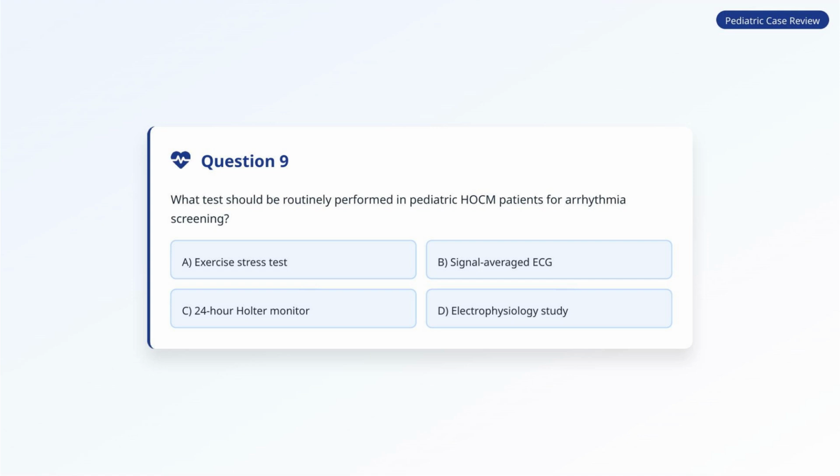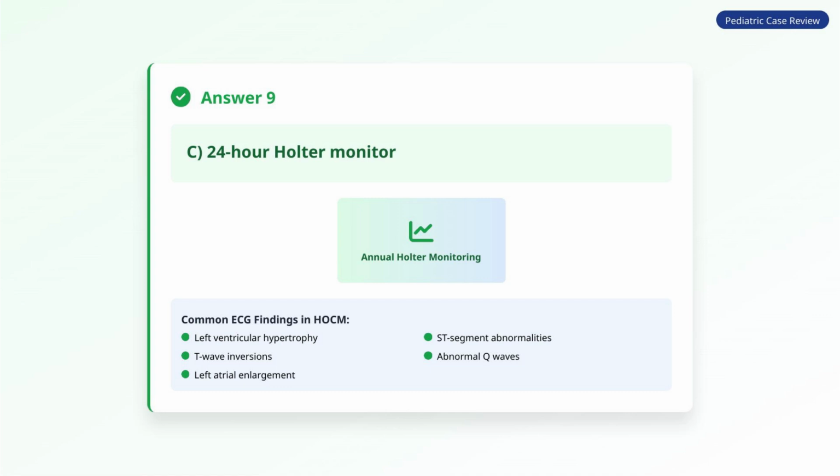A, exercise stress test, B, signal averaged ECG, C, 24-hour Holter monitor, or D, electrophysiologist study? The correct answer is C, 24-hour Holter monitor. Annual Holter monitoring is recommended to detect ventricular arrhythmias, which influence risk stratification. Common ECG findings in hypertrophic cardiomyopathy include left ventricular hypertrophy, ST segment abnormalities, T-wave inversions, abnormal Q waves, and left atrial enlargement.